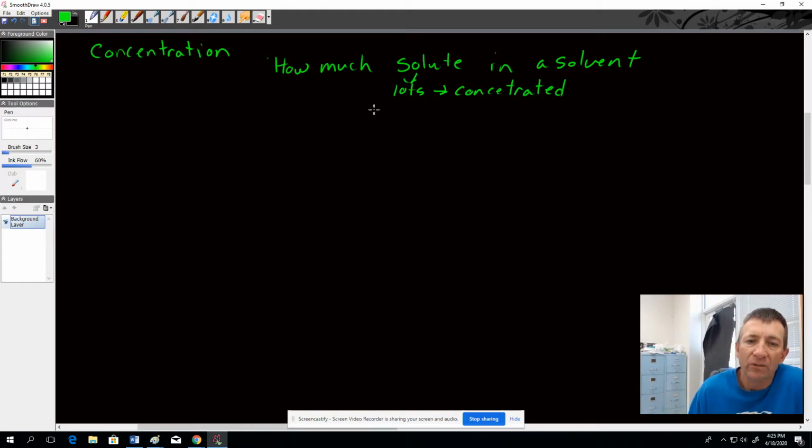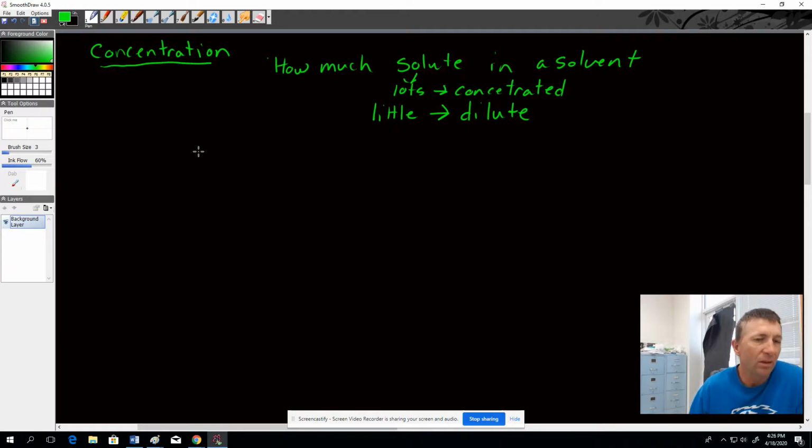So if a solution has just a little amount of solute in it, we say it is dilute. And if you dilute something, you add a solvent to it. A lot of times we say we add water to it because water is called the universal solvent. Okay, so this next section is going to be doing problems with concentration.